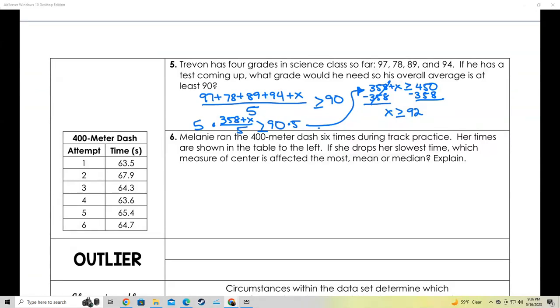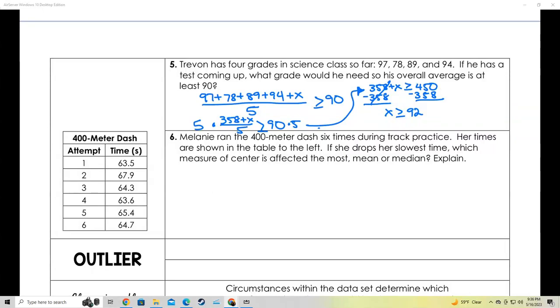Okay, it says Melanie ran the 400-meter dash 6 times during track practice. Her times are shown in the table to the left, so there's the table right there. If she drops her slowest time, which measure of center is affected the most, the mean or the median? Explain. Okay, so this is going to require quite a bit of work.